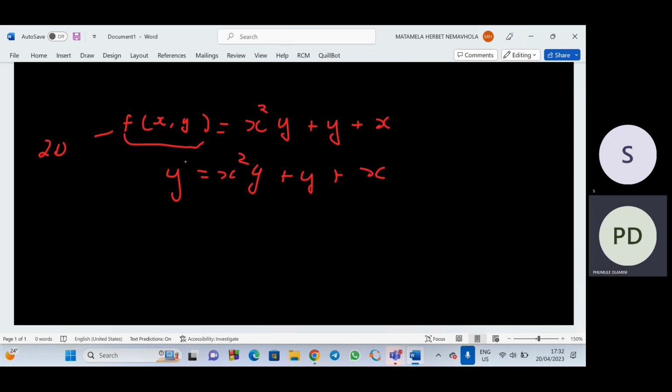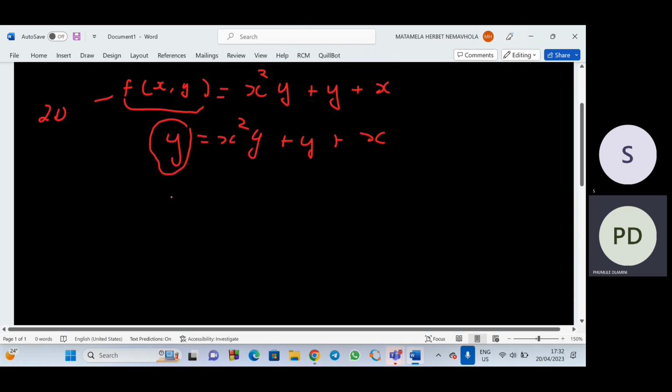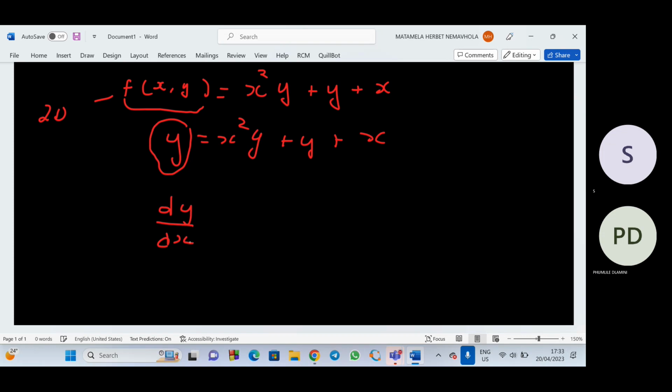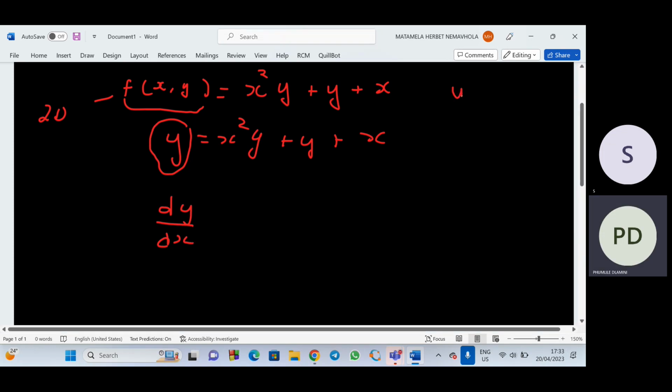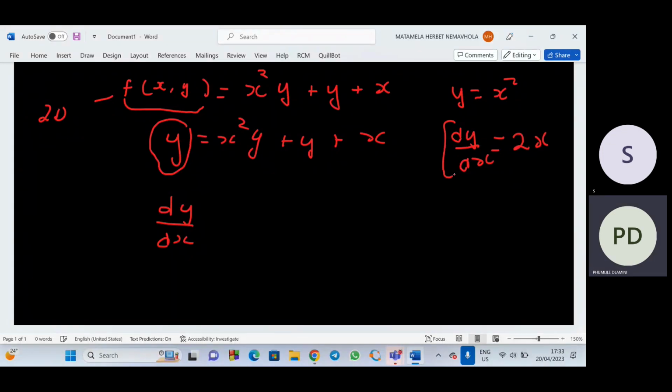So when we differentiate this function, if you are differentiating this y, it becomes dy over dx. That's why, if you remember, when I say y equals x squared and we differentiate this, we say dy over dx equals 2x. So this dy over dx is because we differentiated this y. So now dy over dx equals 2xy.